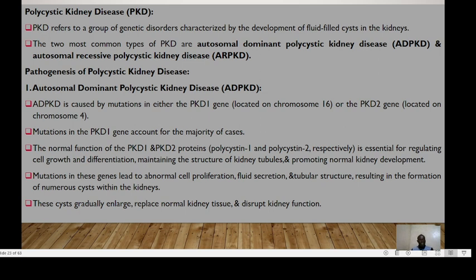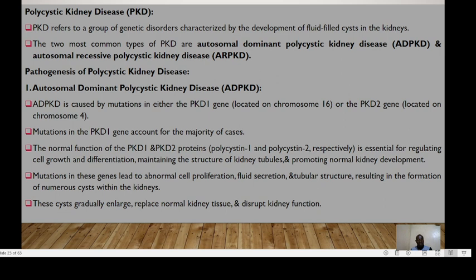Let's look at the pathogenesis of polycystic kidney disease, starting with autosomal dominant. Autosomal dominant polycystic kidney disease is caused by mutation in either the PKD1 gene, which is located on chromosome 16, or the PKD2 gene, which is located on chromosome number 4. Mutations in the PKD1 gene account for the majority of the cases.